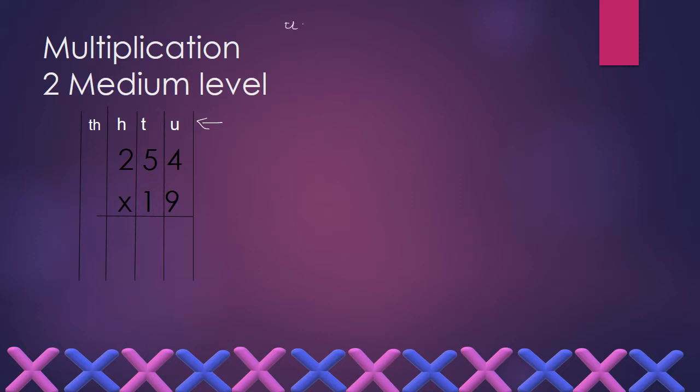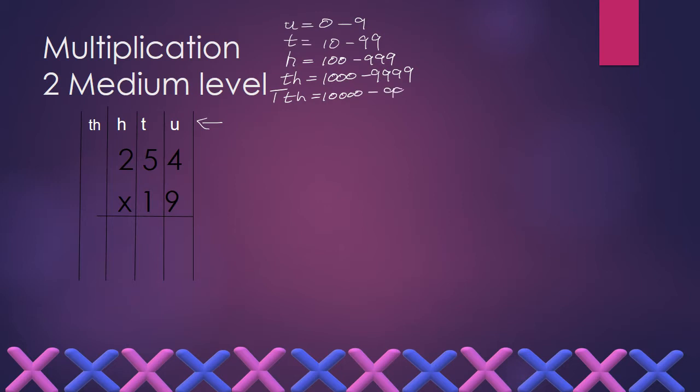So units are single digit numbers between 0 to 9. Tens are double digit numbers between 10 to 99. Hundreds are triple digit numbers between 100 to 999. And thousands are four digit numbers between 1000 to 9999. And we can add to that then the 10,000s, which is 10,000 and we'll go up to 99,999. Now this little explanation here is very, very important.